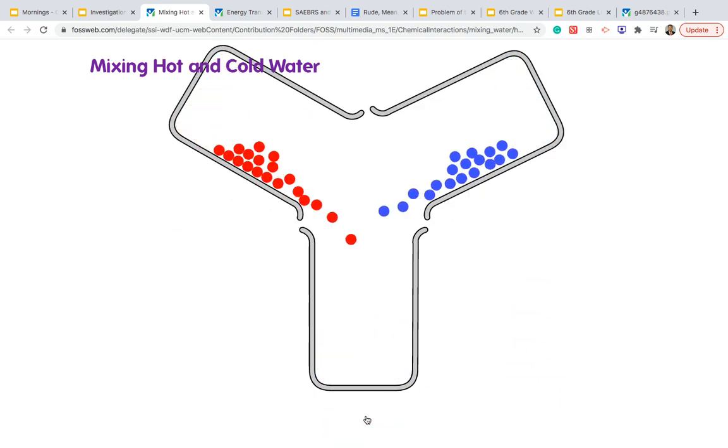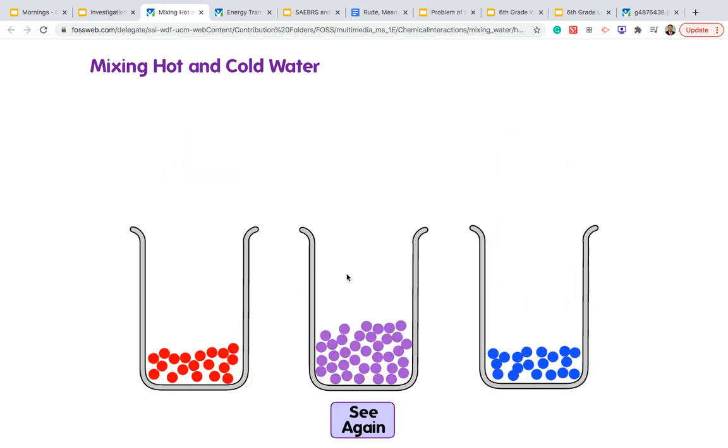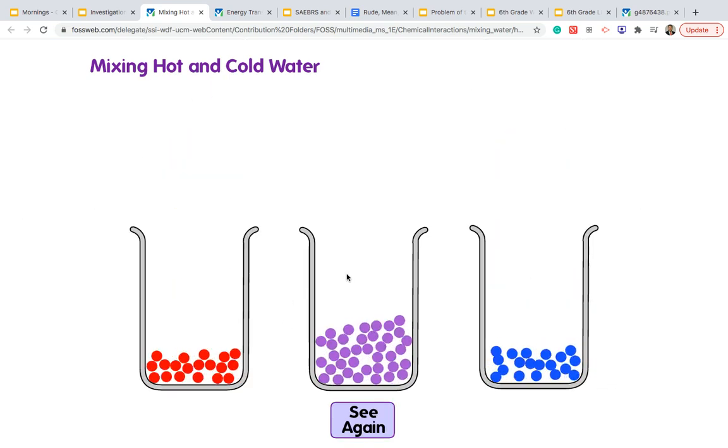I'm going to watch it again. The particles are hitting each other, bouncing off. The fast ones are giving energy to the slow ones, so the fast ones are slowing down. The slow ones are speeding up.